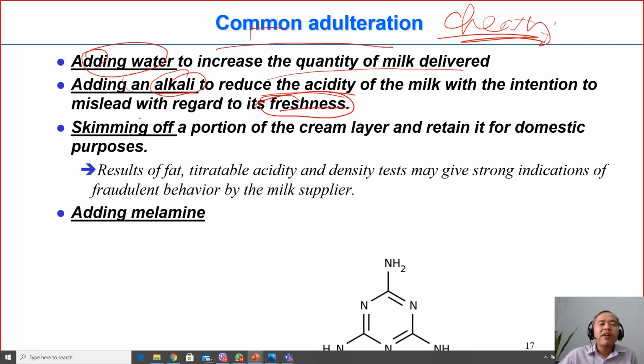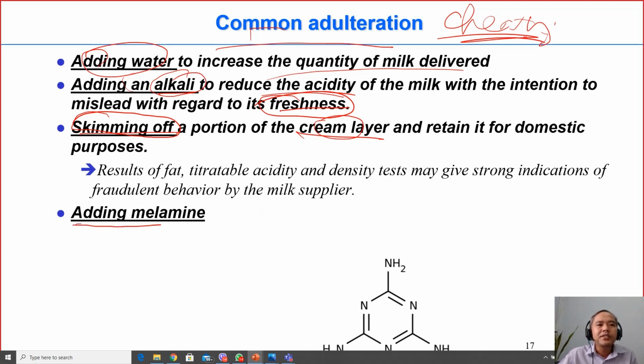Or some farmers, this is not in Vietnam, because we don't have a tradition of eating fat from milk. But in other countries, they may do skimming off, meaning they take a part of the cream layer from the milk. Then they sell the rest, and the rest has less fat content, for example. And then they keep the cream for cooking. But in Vietnam, we do not use cream or butter a lot for cooking.